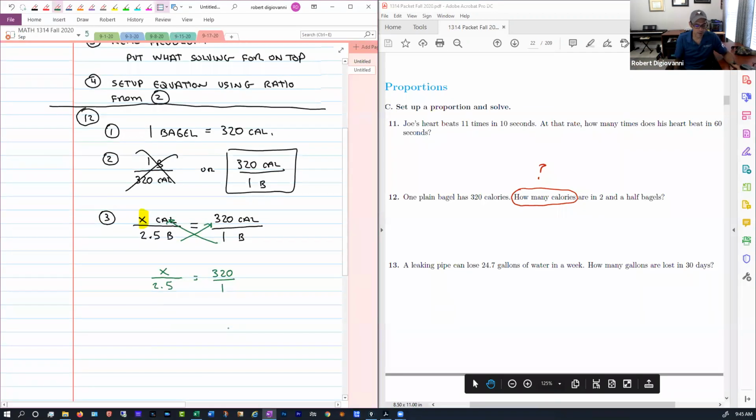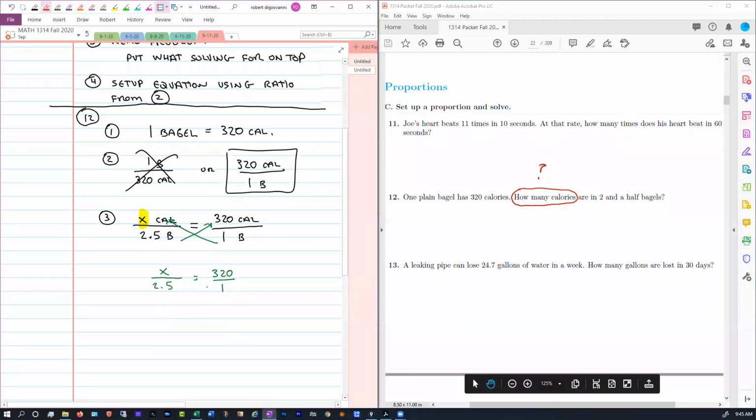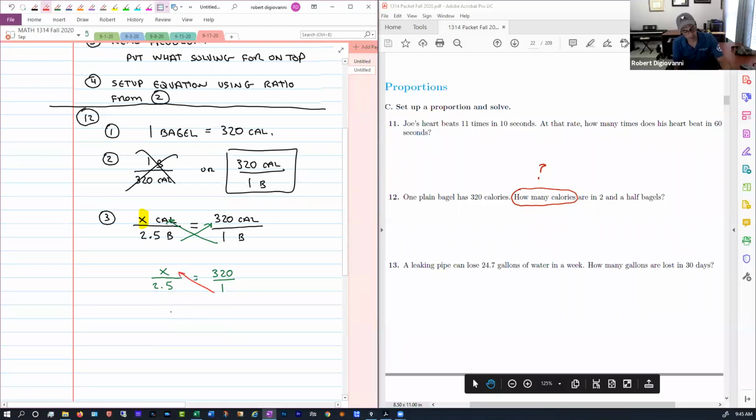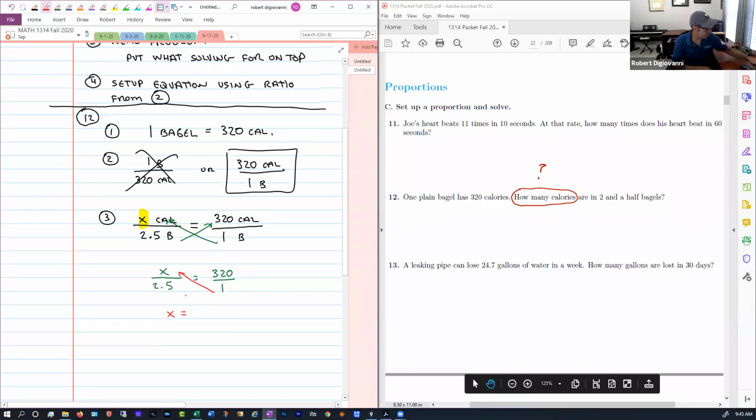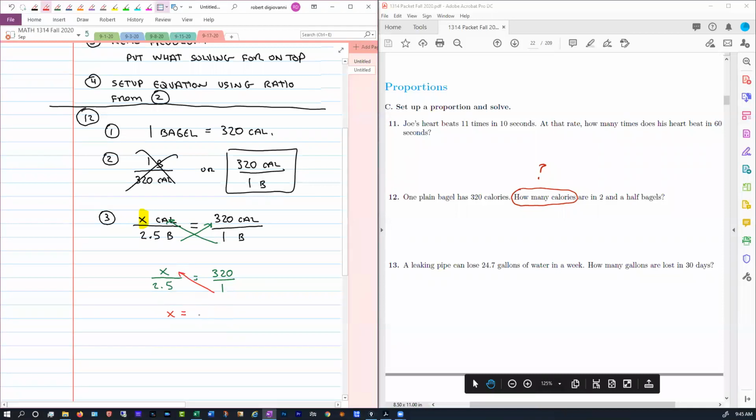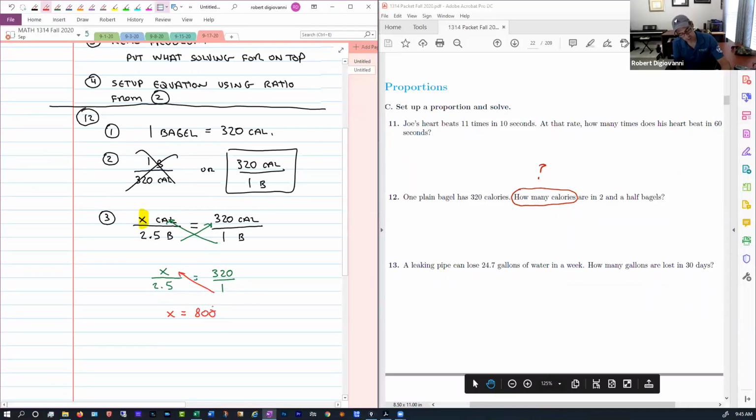Okay, so Emily, you're going to cross multiply now. Yes. So on the left side, you'll get what? 1x, which I'm just going to put x, and on the right side is equal to 2.5 times 320. Do you have a calculator handy? Yes, that equals 800. Okay, so 800 calories. There we go.